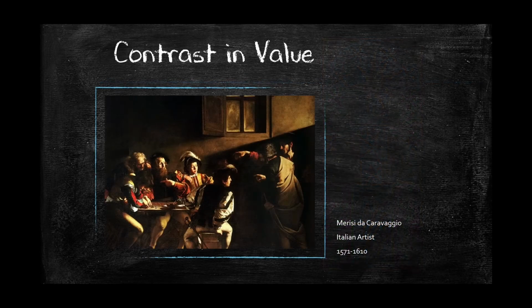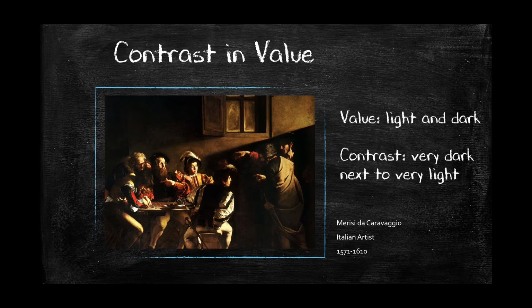We also have contrast in value. When we're talking about value in art, we're talking about light and dark. So in order to have contrast, you need to put really dark next to really light. Caravaggio is a great example of this. You can see his very dramatic light right against this dramatic dark, even the dramatic lighting of the faces.